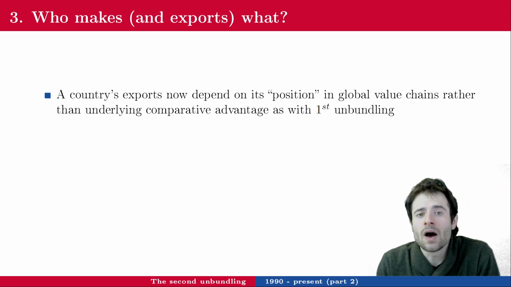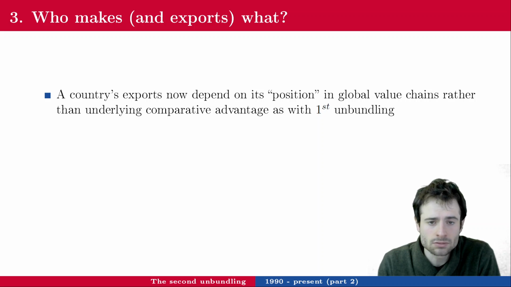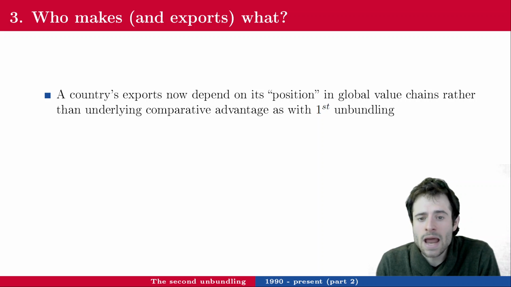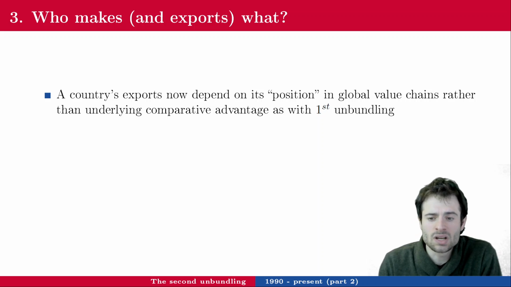Then the third part of what comparative advantage theory can explain is who makes and exports what. A country's exports now depends on its position in the global value chain rather than underlying comparative advantage, as with the first unbundling.